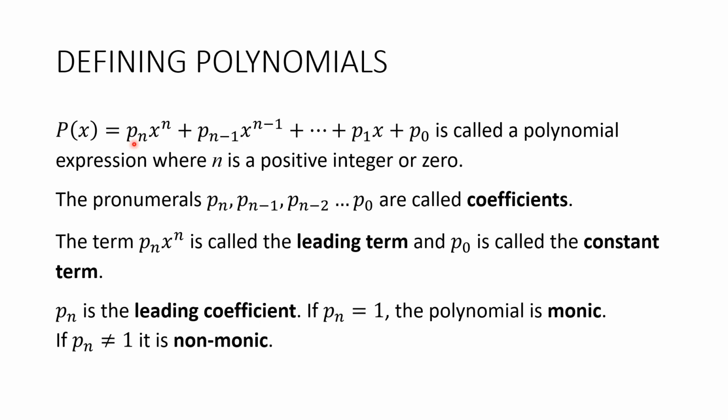Now Pn is the leading coefficient. It's the coefficient of the leading term. And if this is equal to 1, we say the polynomial is monic. If it's not equal to 1, we say it is non-monic.